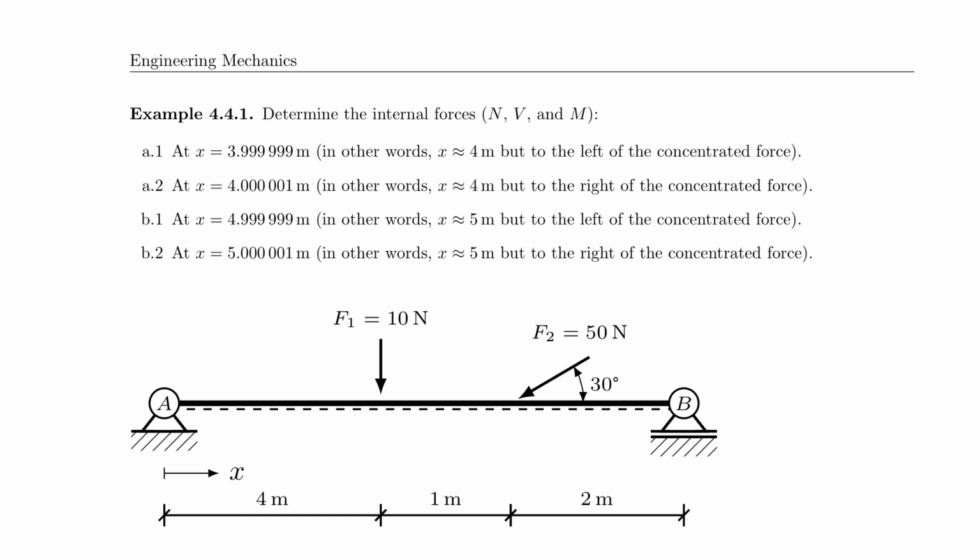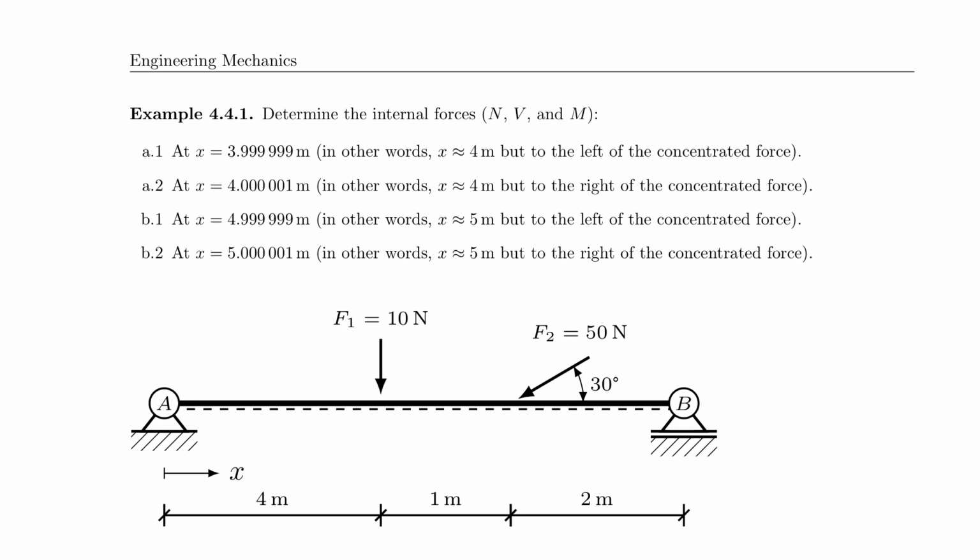In fact, later on, you will just do it at every instant along the beam. So you will do it in terms of x. But for now, let's just go ahead and calculate the forces at x equals 4 to the left of the concentrated force, at 4 to the right of the concentrated force, at 5 to the left of the concentrated force, and at 5 to the right of the concentrated force. So let's go ahead and do that.